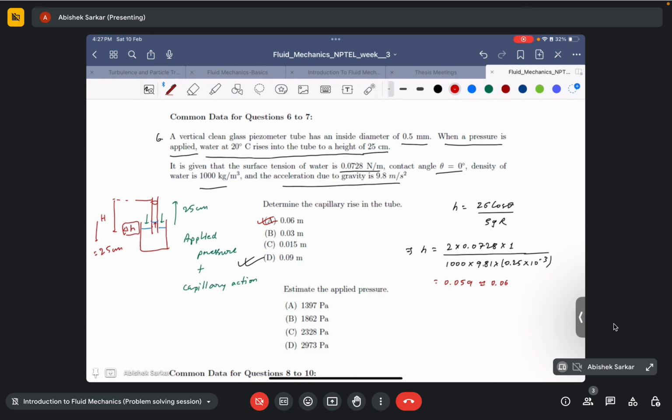And then after they have applied the force, I will use a different notation, it will be helpful for you. Because of the applied pressure, they applied pressure in the water, forcing or pushing the water down, due to which the liquid has risen up to a level of say capital H. Capital H, the height increased further. And now they are saying that when a pressure is applied, the water rises into a tube to a height of 25 centimeter. So this total height is equal to 25 centimeter.